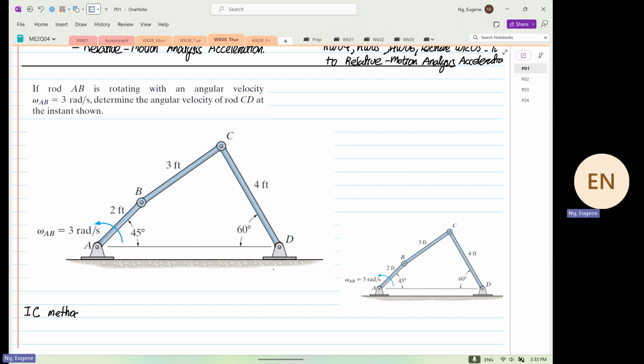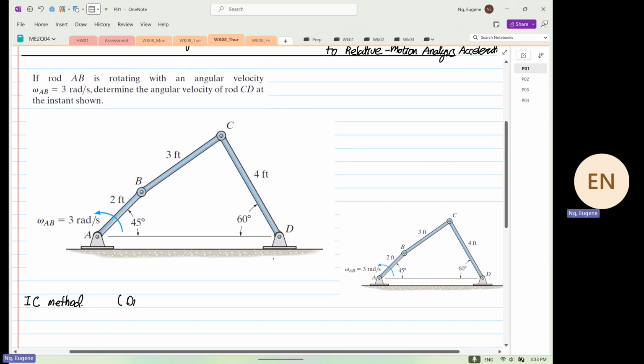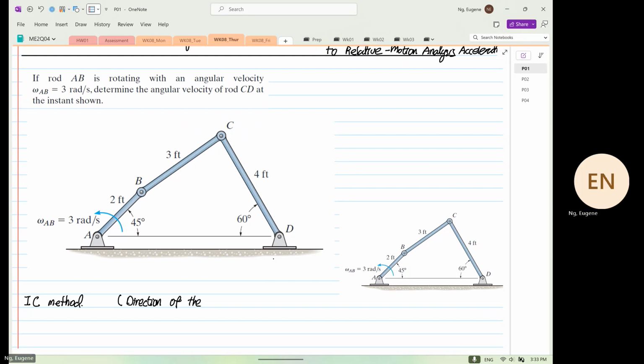Can anyone tell me why this is one question that is the best to use instantaneous center method? Anyone? Why is it instantaneous center? This is the best method to use for this question. To use instantaneous method, what are the 2 criteria? You need to know the direction of the velocity vectors. Yes or no? Right? That's all we need to know, is the velocity vector.